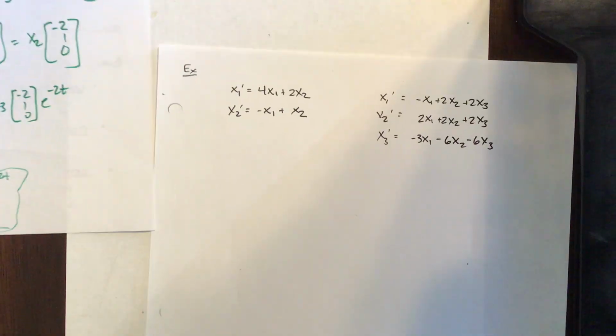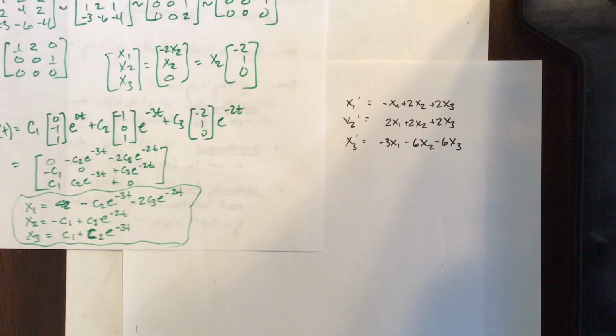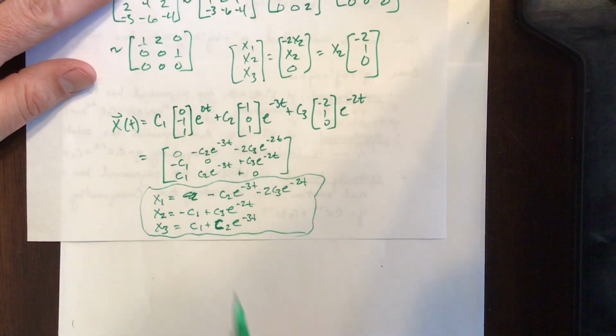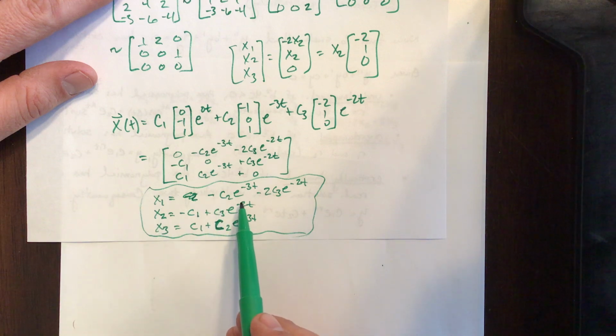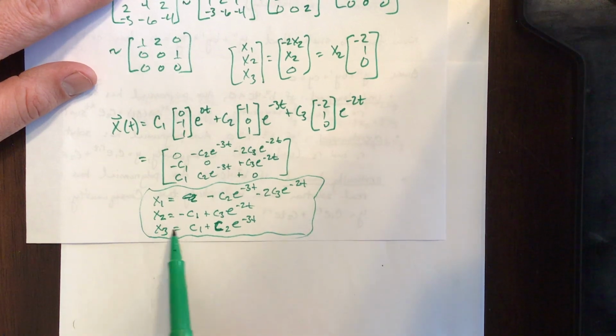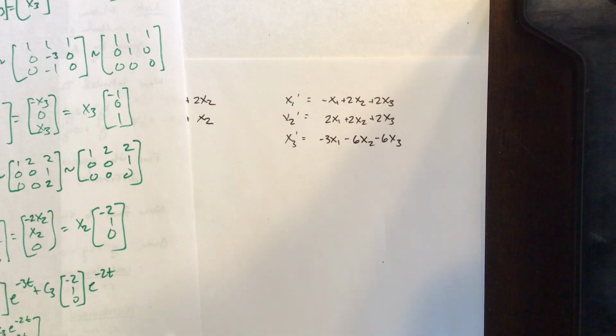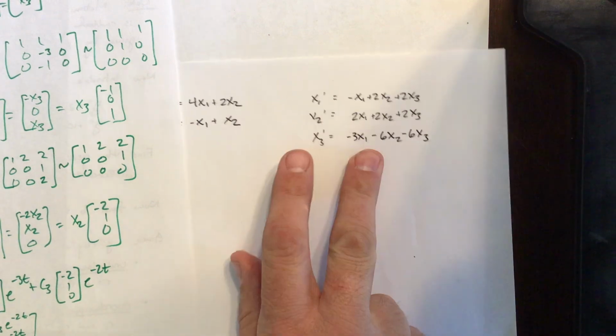Okay. I can't really organize it in any way where you can see them both on the same screen, I don't think. Anyway, function 1, x1 being negative 2c2 e to the negative 3t minus 2c3 e to the negative 2t, x2 being negative c1 plus c3 e to the negative 2t, and x3 being c1 plus c2 e to the negative 3t solves that system of differential equations. All right, so that's what you do when the matrix A is diagonalizable. Okay, in the 2 by 2 case and in the 3 by 3 case.